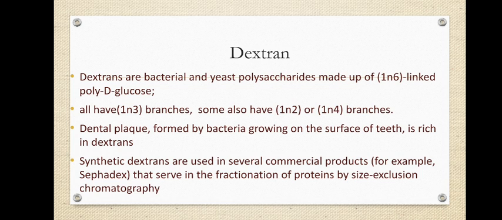Okay, and where do you find it? Usually we get dental flakes, and these dental flakes are dextran. The plaque that is present on your teeth, which is because of certain bacteria, is nothing but dextran. Not only that, dextrans are synthetically produced and used for different purposes, particularly in chromatography, gel exclusion chromatography.